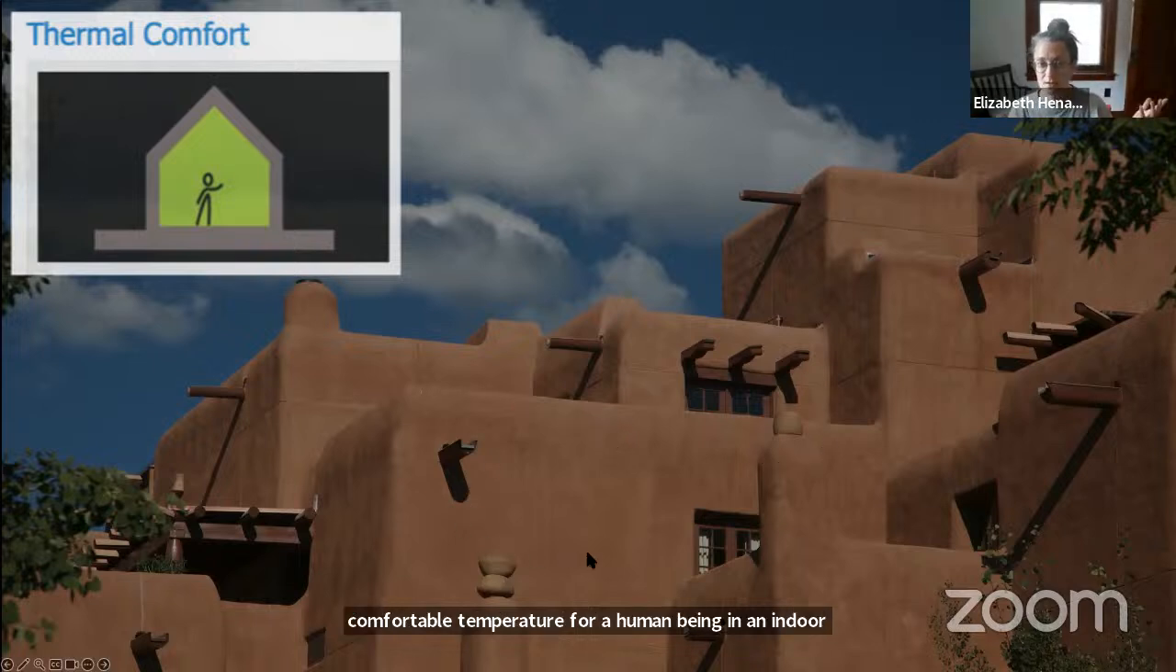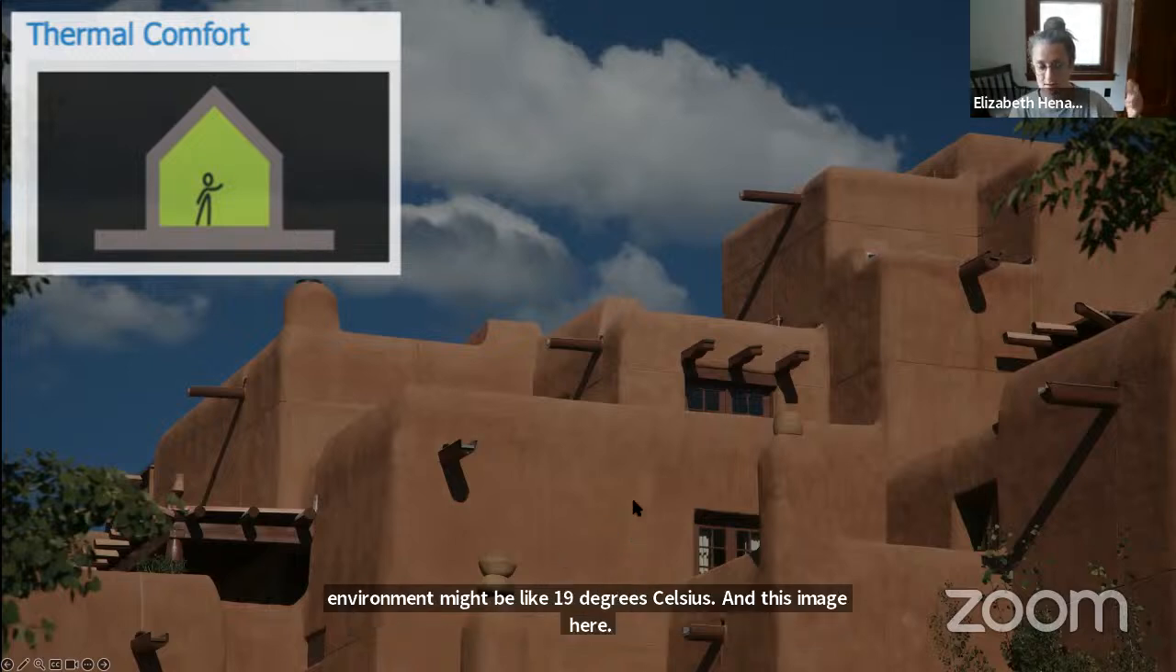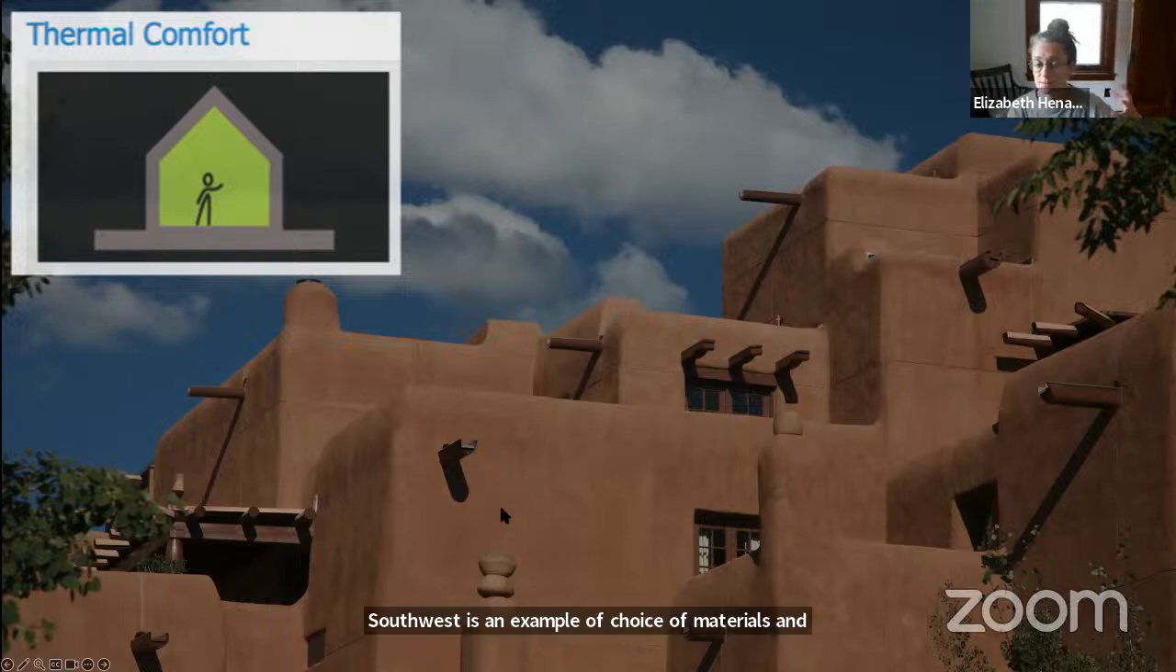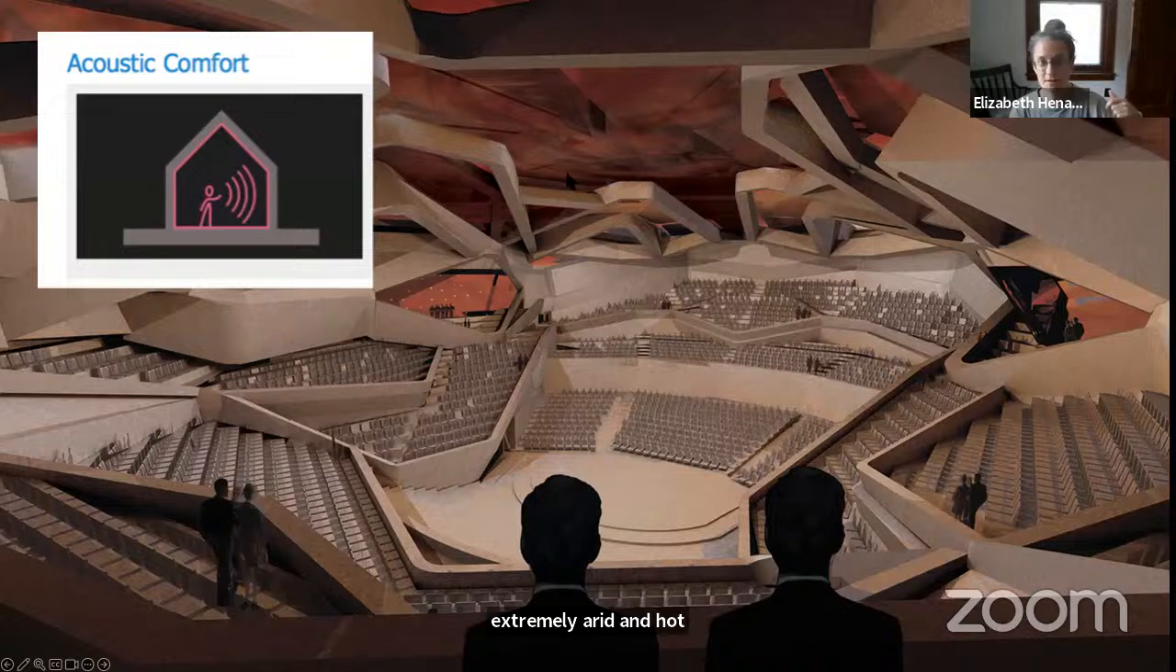And this image here of stucco construction from the American Southwest is an example of choice of materials and shapes to optimize human comfort. So these buildings are built with extremely thick walls, with small windows and apertures, to optimize human comfort in an extremely arid and hot climate. We can also think about acoustic comfort, for example.